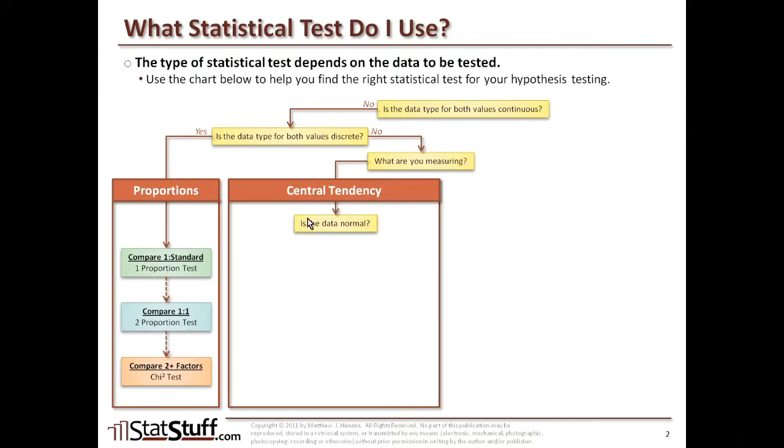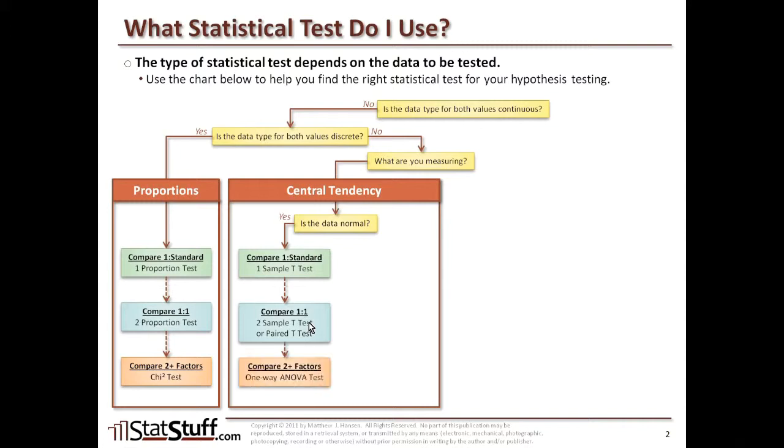Well, if we go down that path, then the next question we need to ask ourselves is: is the data normal? If the data is normal, then when we're doing this comparison between one value and a standard, like a target or a goal, we're going to use a one sample t-test. But if we're comparing between two different groups, then we're going to use either a two sample t-test or a paired t-test. And if it's more than two factors that we're comparing, then we're going to use a one-way ANOVA test.